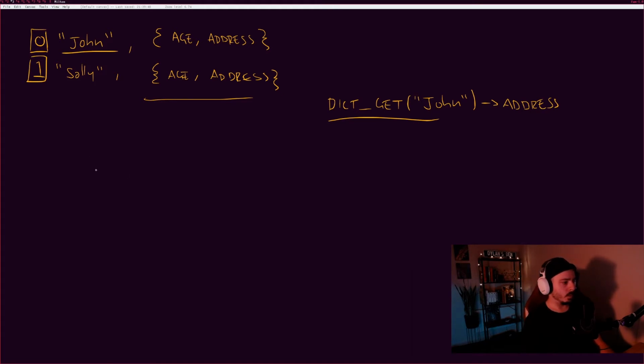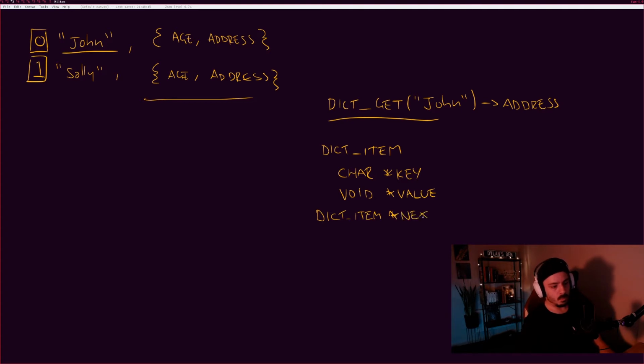We have something called a dictionary item, which is defined as such. We've got a key in here, which is a character array. Well, actually, it's a pointer. Wow, that's a horrible asterisk. Alright, so this is our key. Then we've got a void pointer, which is our value. Then we've got a dictionary item pointer, next. Alright, so this is going to come in a second after I explain the first part.